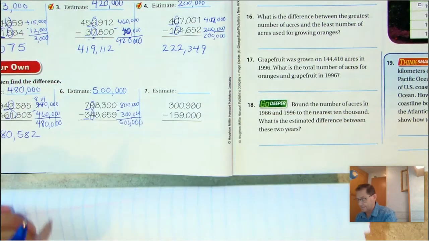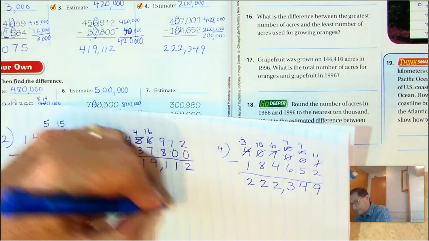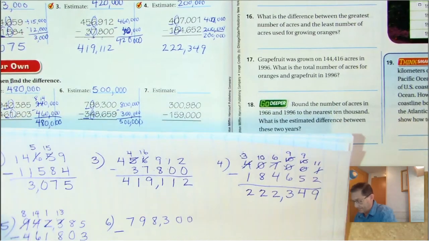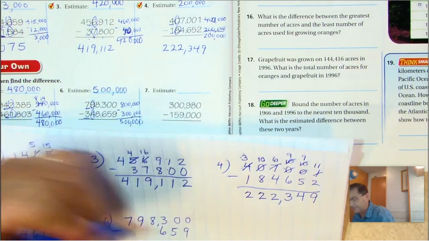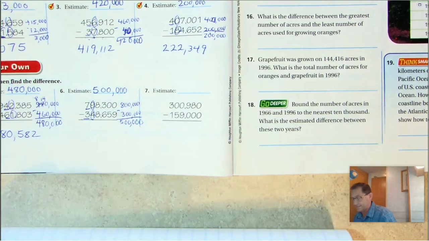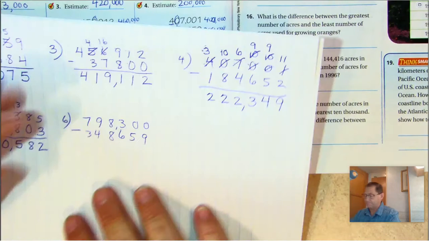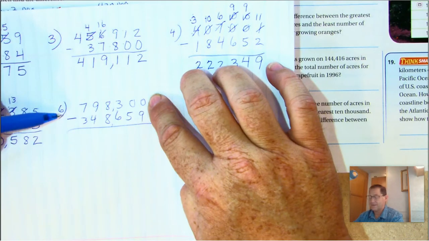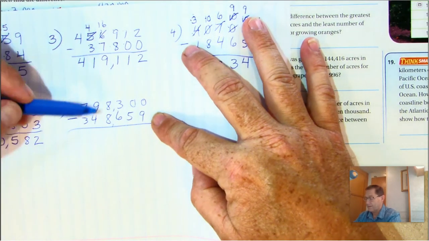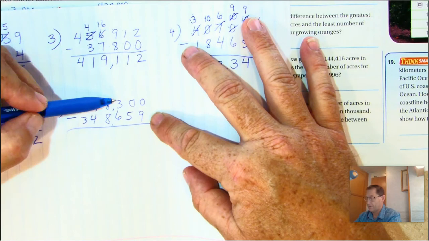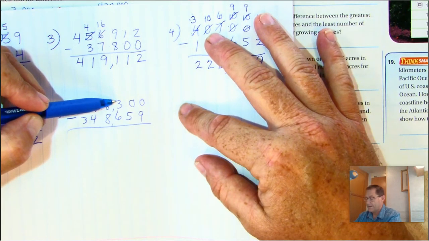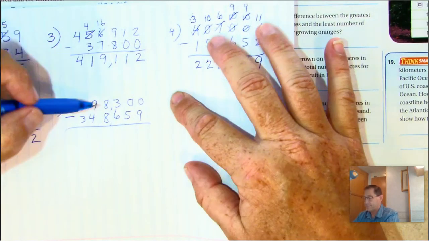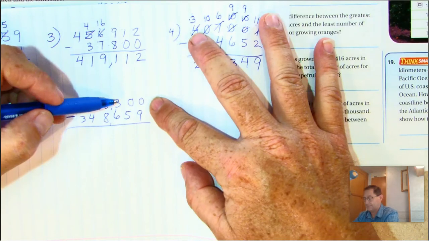Number 6. 798,300. Take away 95,684. So I have 0 ones and I have to take away 9. I can't do that. There are no 10s to regroup from, and there are 300s. So we can rename the 300s; we can think of 300s as 30 10s.